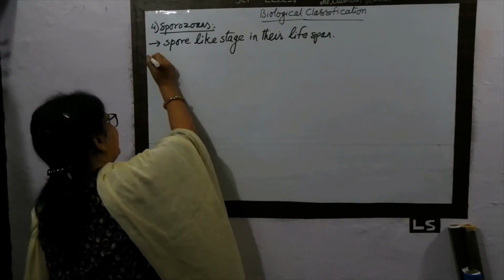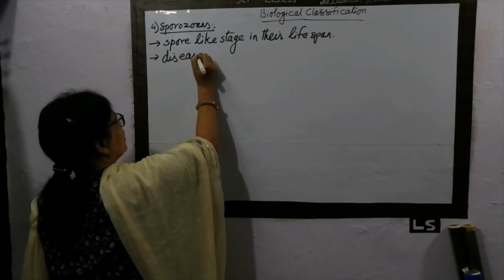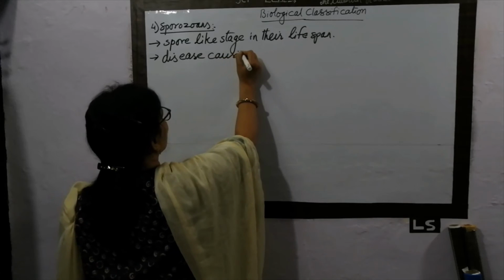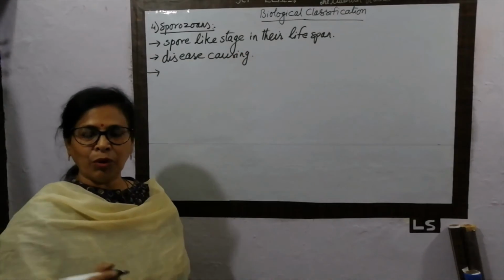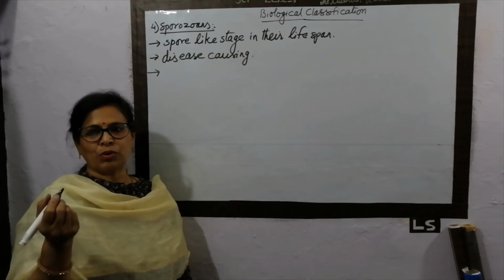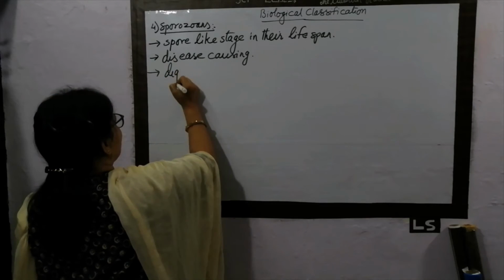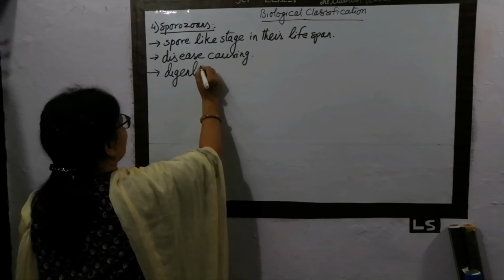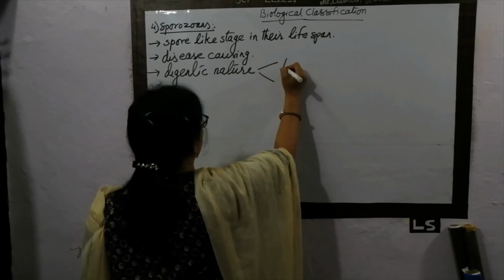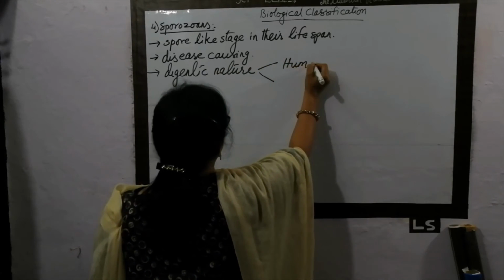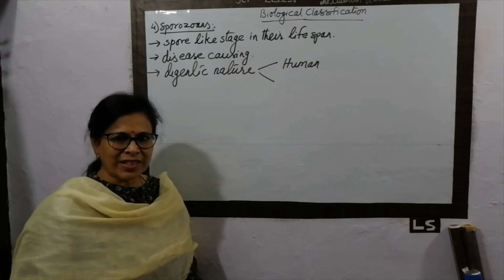Again, it is a disease causing parasite. It is a disease causing protozoan. And one more important thing, this protozoan is also digenetic in nature. What is the meaning of digenetic in nature? It means they need two hosts. One host is the human and the other host has lots of examples.